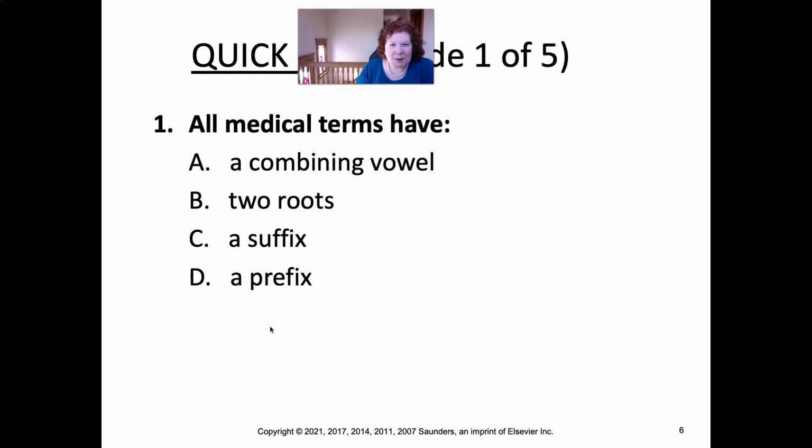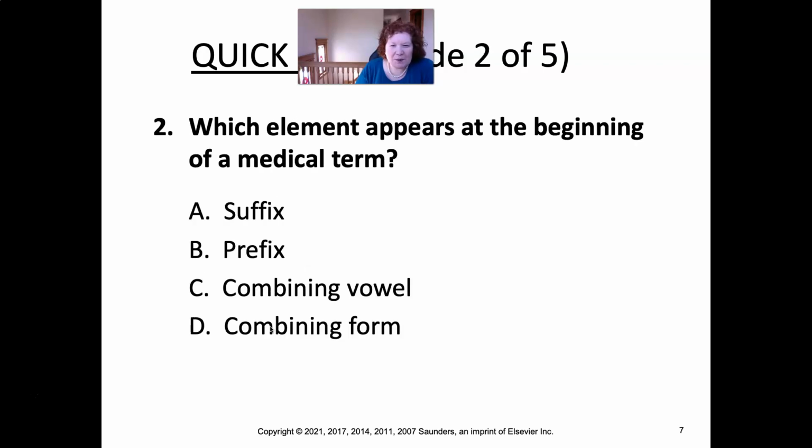So a quick quiz. All medical terms have A, a combining vowel, B, two roots, C, a suffix, or D, a prefix. If you have not yet read Chapter 1, you will want to do that, and then you can come back and answer this question. Which element appears at the beginning of a medical term? This takes you back to grammar school. Do you remember the difference between a prefix and a suffix? Hint, hint there.